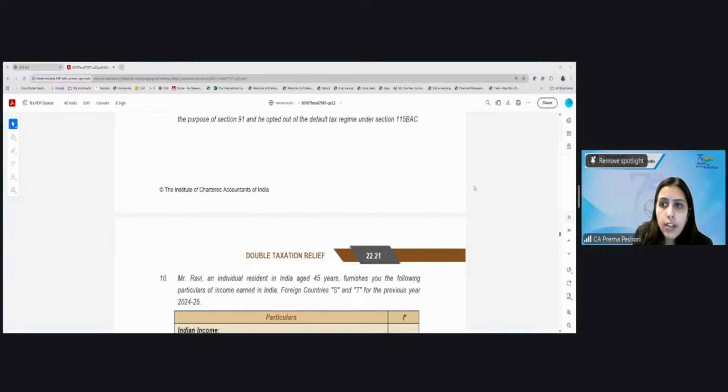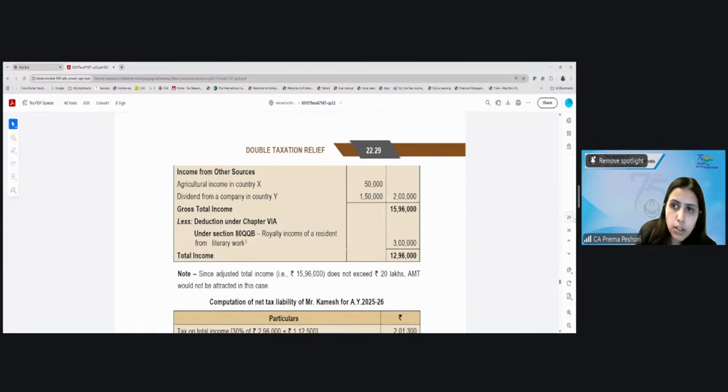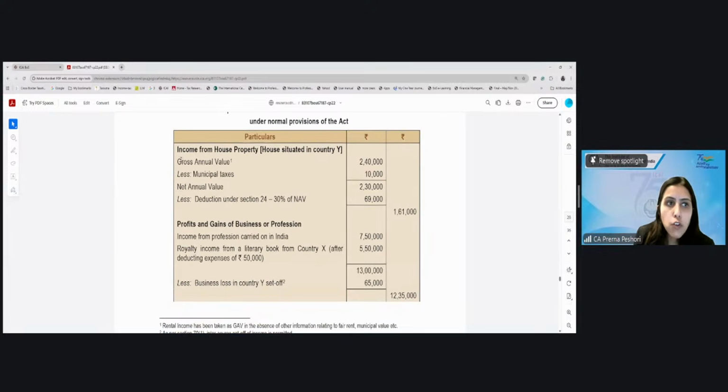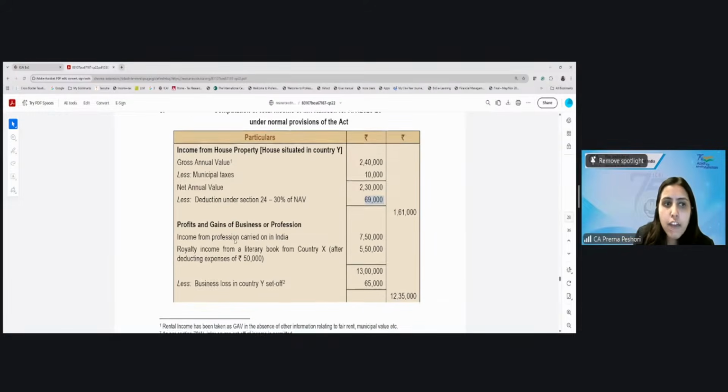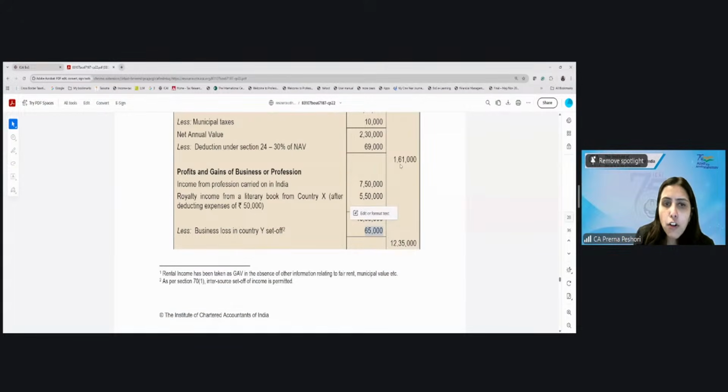So now, if we look at the solution for this particular question, you have the gross annual value 2,40,000. Now we are taking an assumption that the rental income is taken as the gross annual value in absence of any information relating to fair rent or municipal value. Less municipal taxes 10 and minus standard deduction 30%. Then I have income from business, income from literary book 5,50,000, right? I will set off the business loss 65,000 over here against my business income, right? And I will offer it to tax.